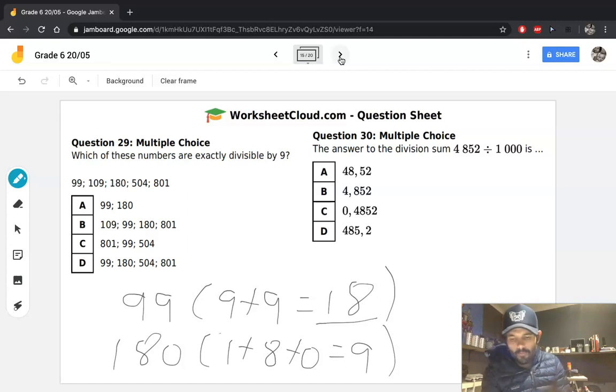We can then go look at 504. All right, if I take 5 and 4 and I add them together, I get 9. 9 can be divided by 9, so 504 is definitely an option. And then 801, if I add 8, 0, and 1 together, I get 9. 9 can be divided by 9, so 801 is also an option. So my answer is 99, 180, 504, and 801, and that's going to give you option D.